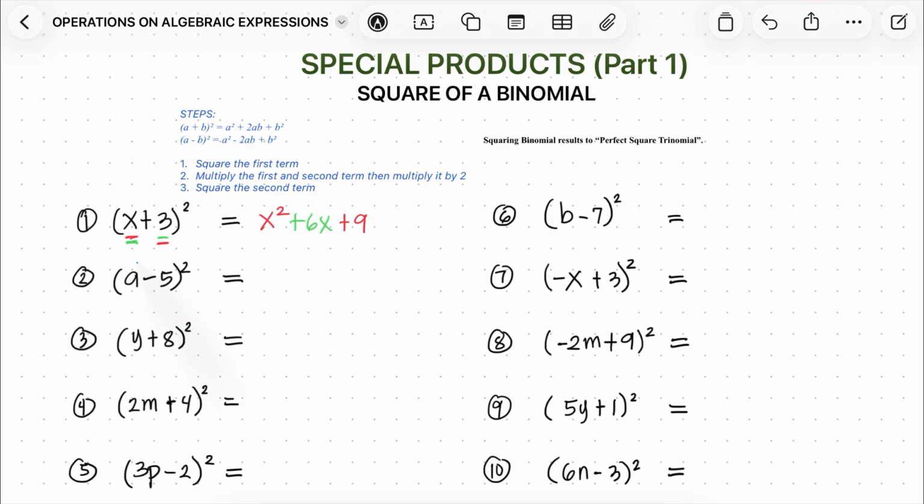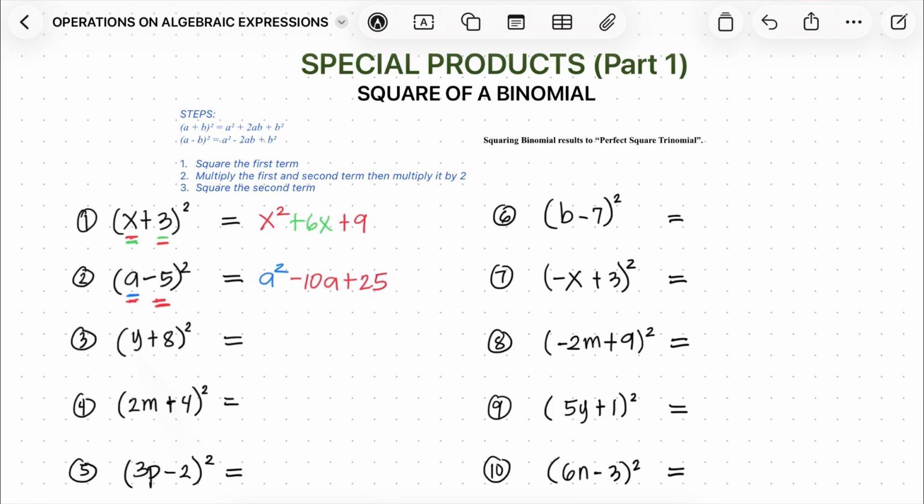Next example, we have the quantity a minus 5 squared. So our first term is positive a. Second term is negative 5. So first step, a times a, that is a squared. Second, a times negative 5, that will be negative 5a, and then multiply your answer by 2. So negative 5a times 2, that is negative 10a. And lastly, square the second term. So that's negative 5 times negative 5, that's positive 25.